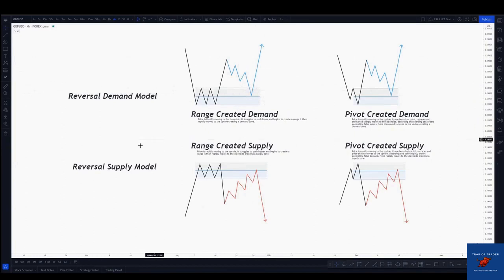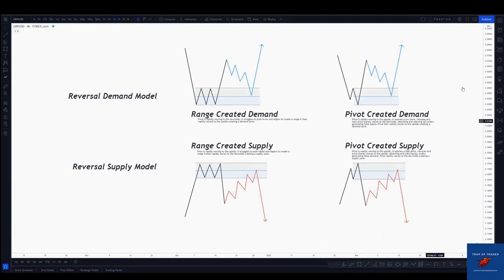We're waiting for price to return back into that demand zone to look for entry in that newly created demand zone. Now, if we're looking at a reversal supply model using the range created supply, we'd be looking for price coming to the upside, likely in an uptrend prior to that. We create a sideways range and then an expansion away to the downside of that range. Again, we're not looking to trade that initial break of the range, but instead we're waiting for price to move back into that newly created supply zone, that range, to look for our entries.